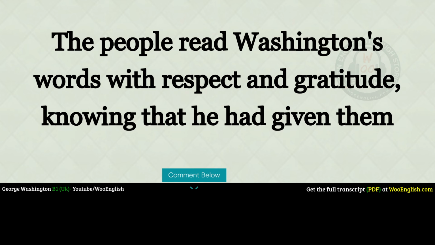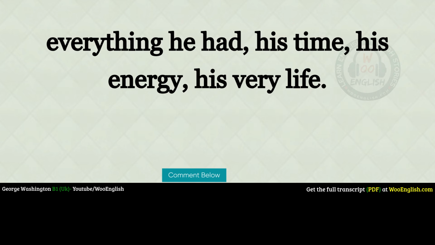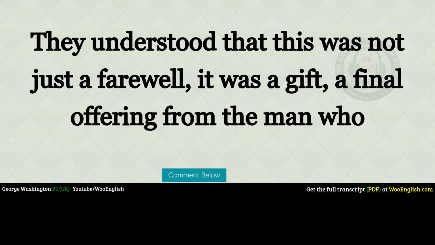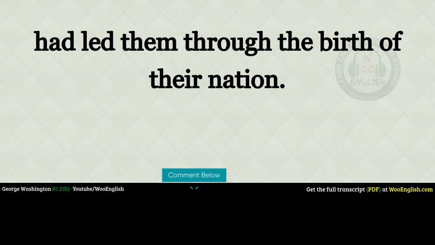The people read Washington's words with respect and gratitude, knowing that he had given them everything he had, his time, his energy, his very life. They understood that this was not just a farewell, it was a gift, a final offering from the man who had led them through the birth of their nation.